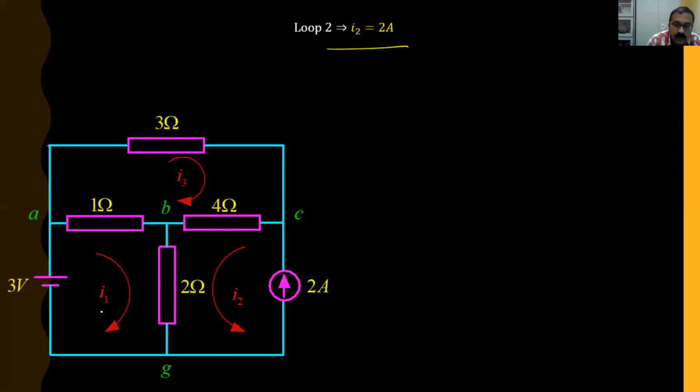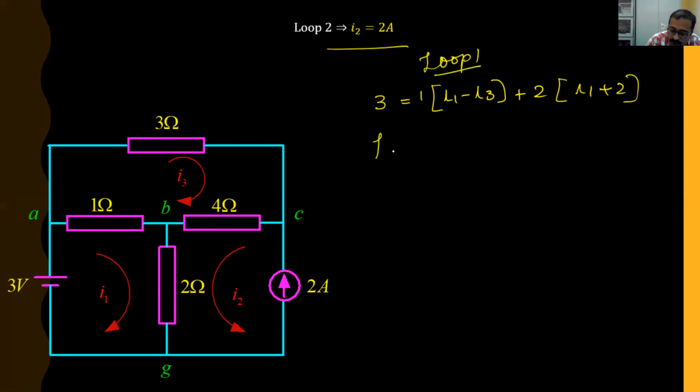Now coming to loop 1, what will you get? For this assumed current direction, minus 2 plus potential rise 3 must be equal to 1 into (I1 minus I3) plus 2 into (I1 plus I2). So 2 into I1 plus I2, and I2 is 2 ampere. Okay, loop 1.